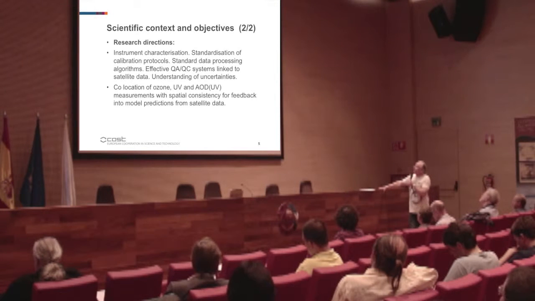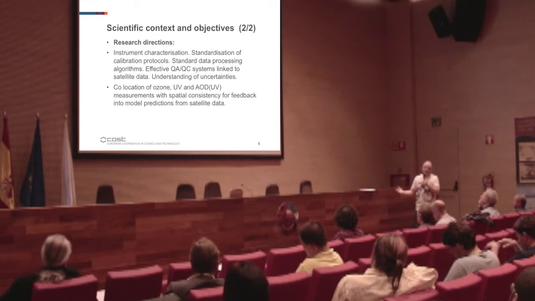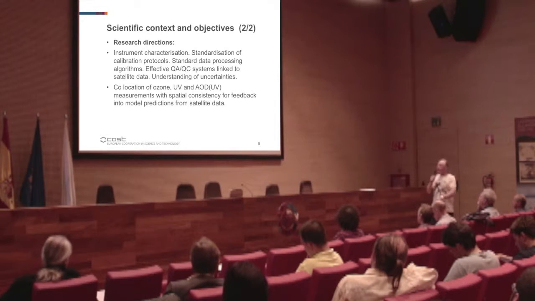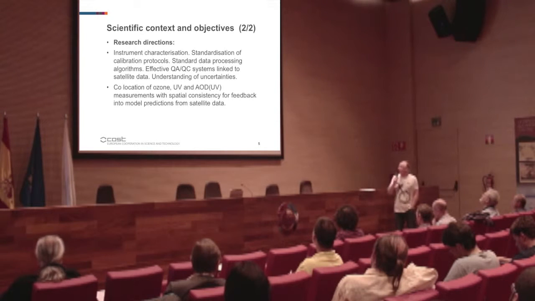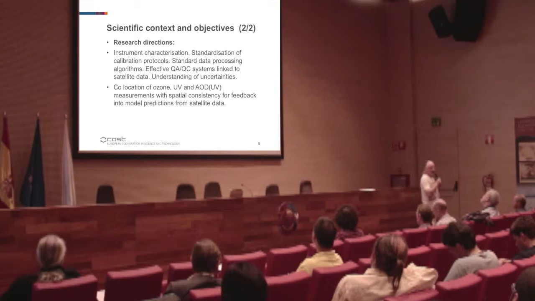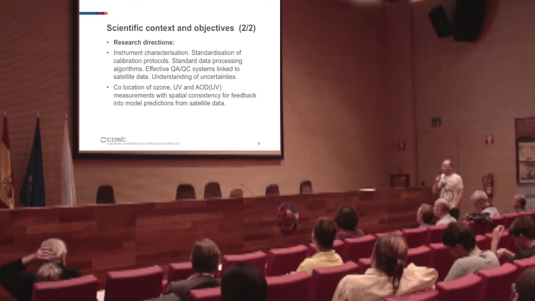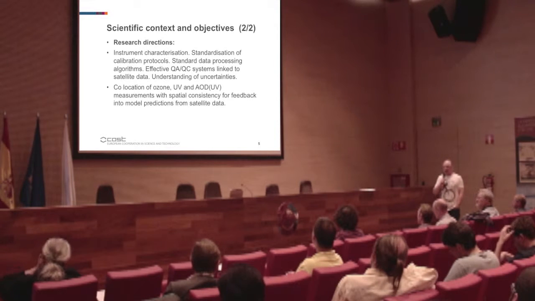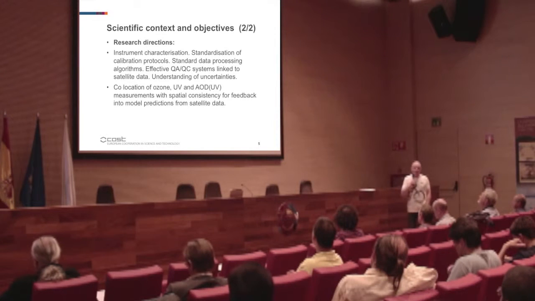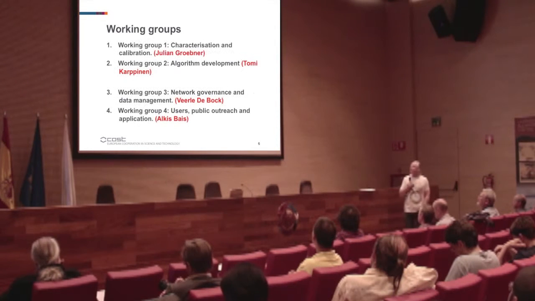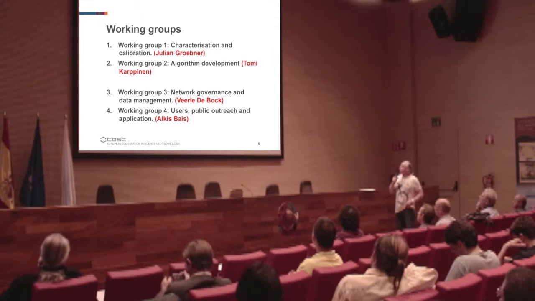And so one of the innovative things that we can do is the fact that we do have now, because of the instrument's capabilities, co-located measurements of UV, ozone, and aerosol optical depth in the UV, and that's going to be the really useful thing. Although there's a lot of work to do to actually get the calibrations useful, especially with the aerosol optical depth. Next one, please. So these are the working groups.